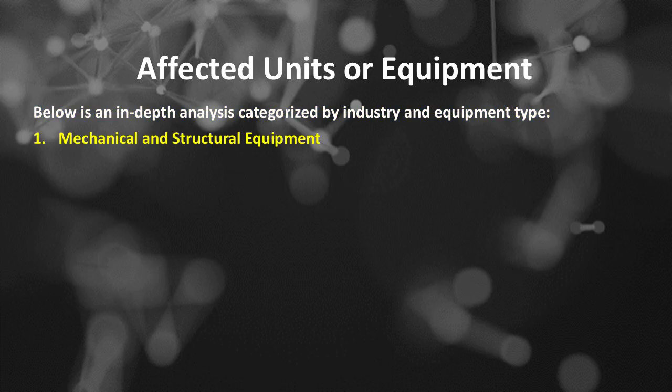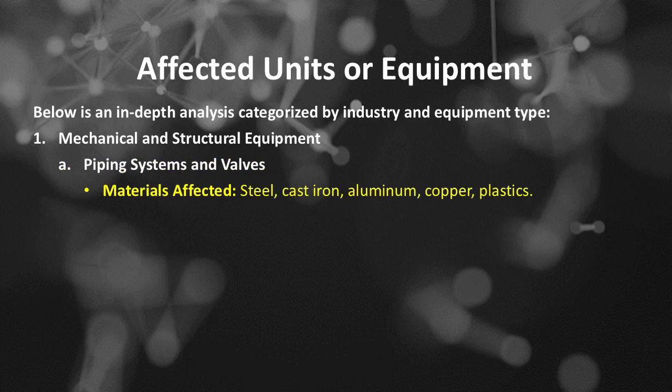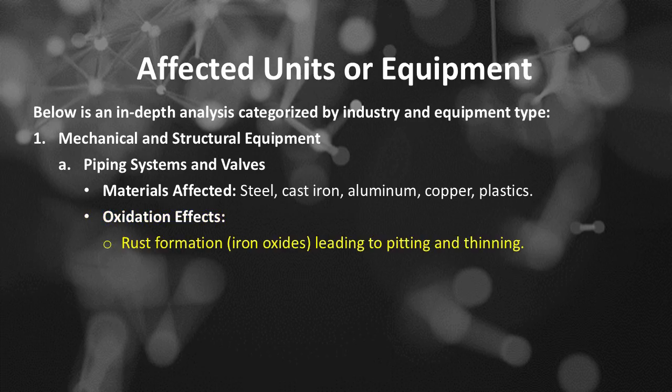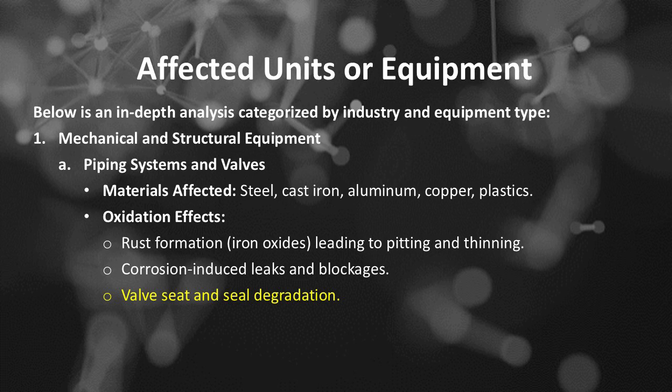Number 1 of oxidation damage mechanisms, affected units or equipment, is mechanical and structural equipment. Number A is piping systems and valves. Materials affected: steel, cast iron, aluminum, copper, plastics. Oxidation effects: rust formation, iron oxides, leading to pitting and thinning; corrosion-induced leaks and blockages; valve seat and seal degradation.